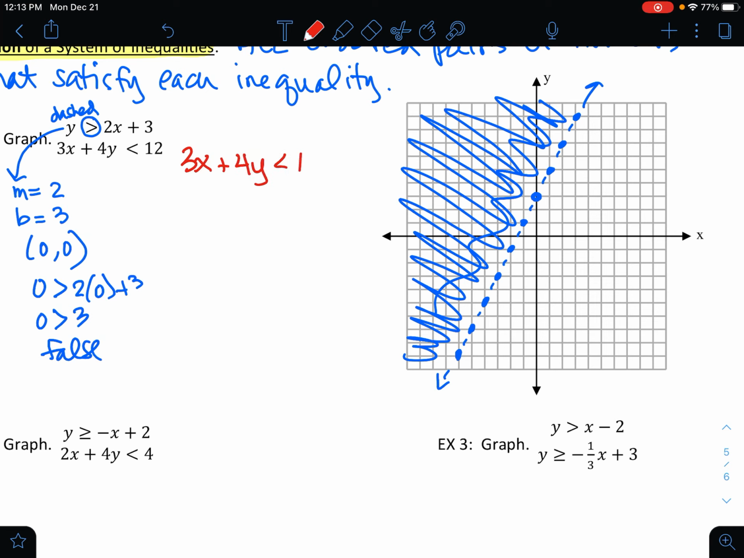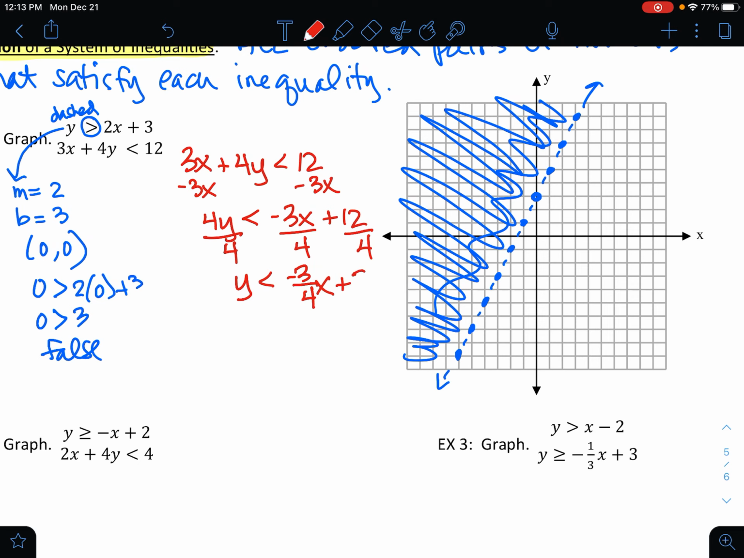If you want to calculate the x and y intercepts, go ahead. I'm going to rewrite this in slope-intercept form. I'm going to move over the 3x, so that gives me 4y is less than negative 3x plus 12. Divide by 4, divide by 4, divide by 4. So y is less than negative 3/4 x, and 12 divided by 4 is 3. There's your m, there's your b.